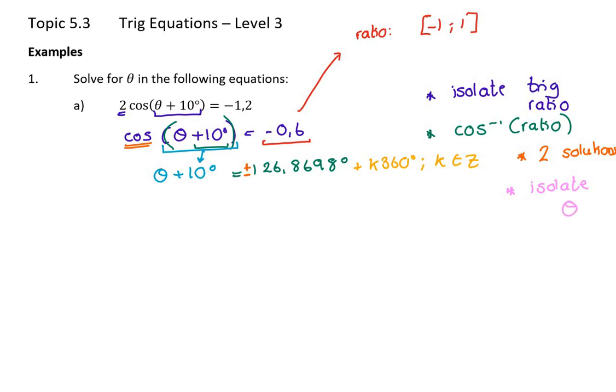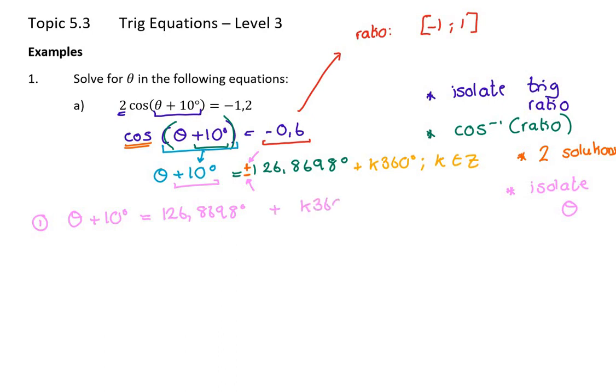In one of the previous videos I said with cos, sometimes you actually have to go and split cos up into its 2 separate solutions. This is an example where I'm going to have to do that, because I'm going to need to minus 10 degrees on both sides. But if you minus 10 from positive 126, and if you minus 10 from negative 126, you're actually going to get different answers. So I'm going to split this up, and I'm going to say, my first solution is when theta plus 10 degrees is equal to a positive 126,8698 degrees plus k 360.